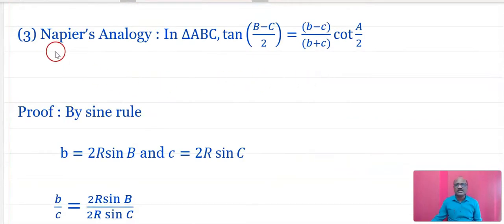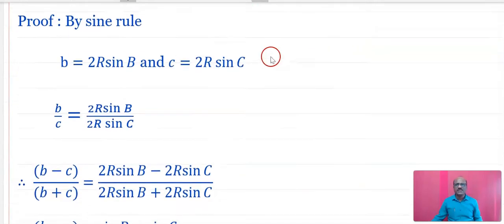Now the next is Napier's analogy. In triangle ABC, tan of (B − C) upon 2 is equal to (b − c) upon (b + c) into cot of A by 2. By the sine rule, we know that b is equal to 2R sine B and c is equal to 2R sine C. Then the ratio b upon c is equal to 2R sine B upon 2R sine C.